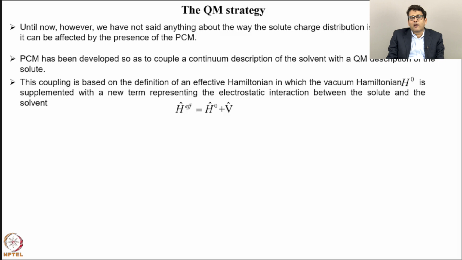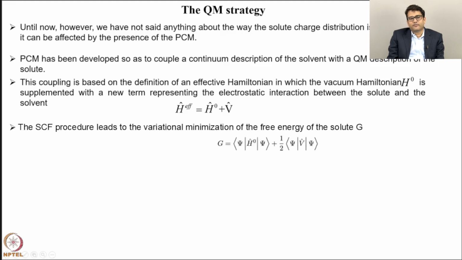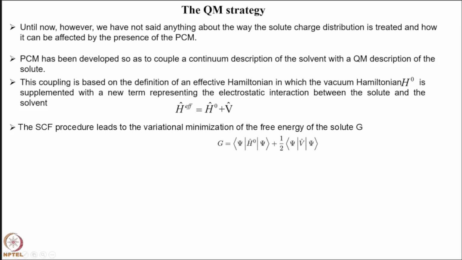So, now I get an effective Hamiltonian which contains my gas phase Hamiltonian plus an extra potential that comes from the electrostatic interaction between the solute and the solvent. The SCF procedure leads to the variational minimization of the free energy of the solute. When we were discussing the gas phase Hartree-Fock calculation, what we were minimizing was the electronic energy. Here we are calling it free energy, although the first term is nothing but an electronic energy, but you also have a term which describes the solvation free energy. The total thing I am calling free energy, and instead of minimizing only this term, I am minimizing the full G.